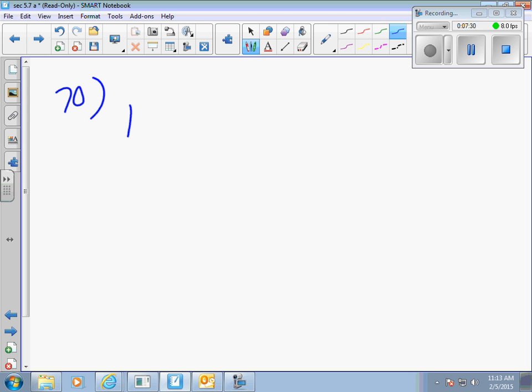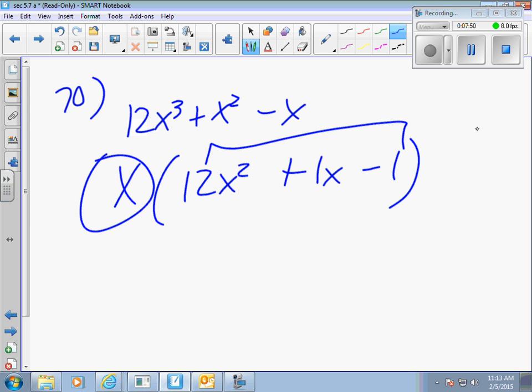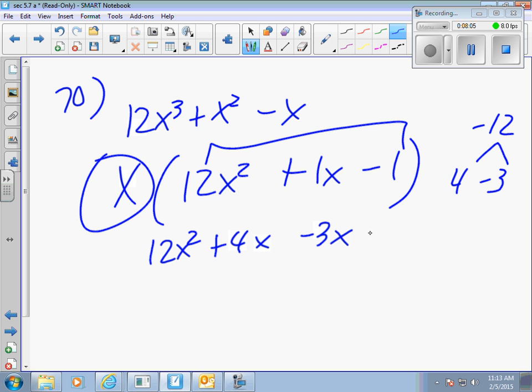It says 12x cubed plus x squared minus x. Again, the first thing we check for is greatest common factor, which is x, leaving me with 12x squared plus 1x minus 1. I'm going to circle it. A times c gives me a negative 12. Factors of negative 12 that add up to positive 1 are going to be 4 and negative 3. I'm going to split my middle term into 4x and negative 3x.